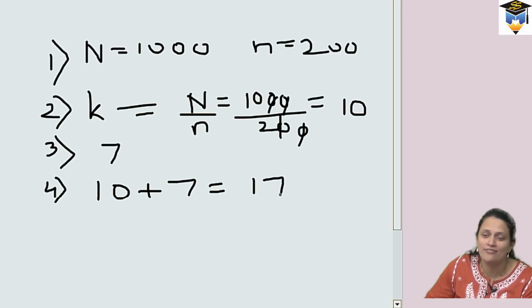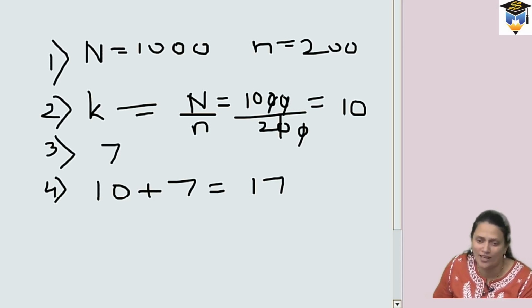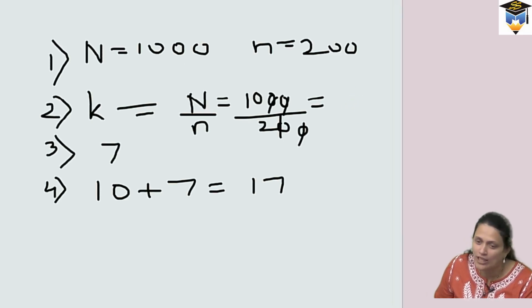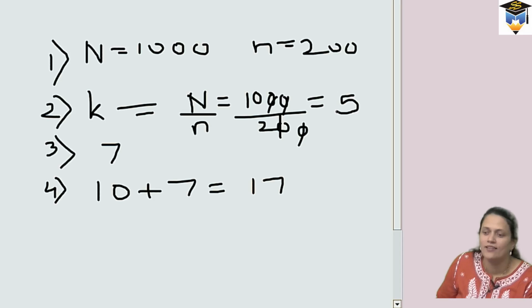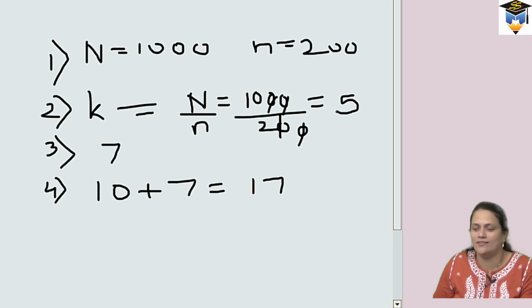Ah, 10 upon 2 is 5. Okay, my bad. So write 5 over here. Now if this is wrong, then the next step is also wrong. What is wrong in that? Tell me.